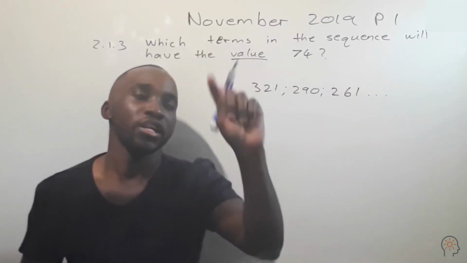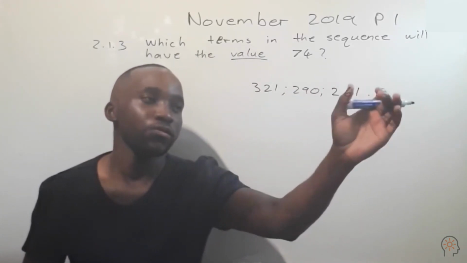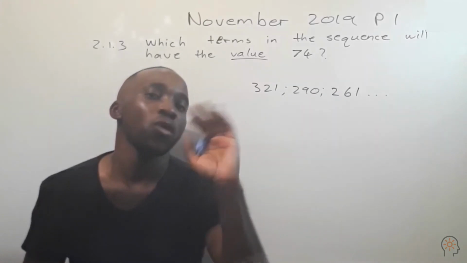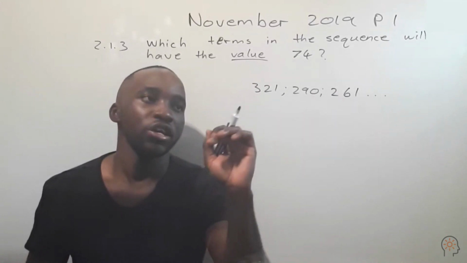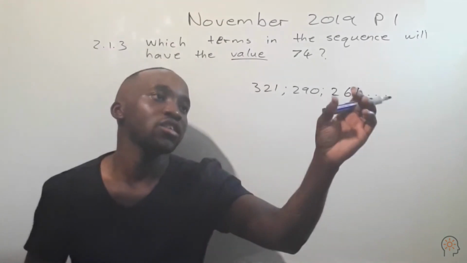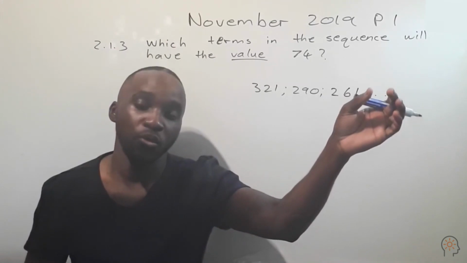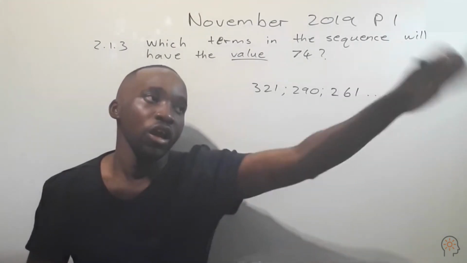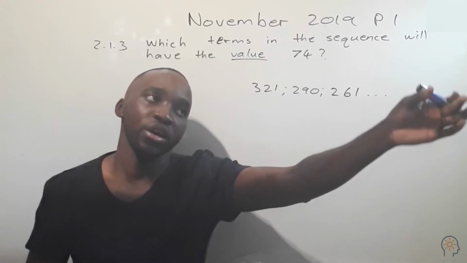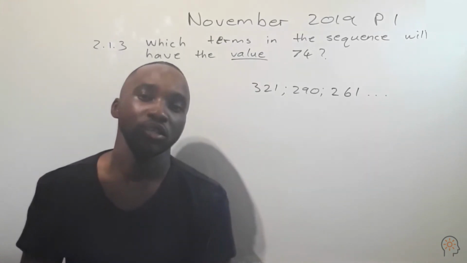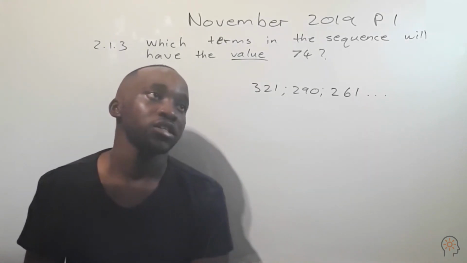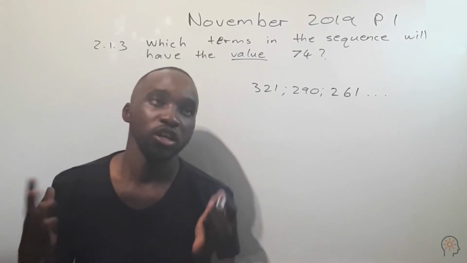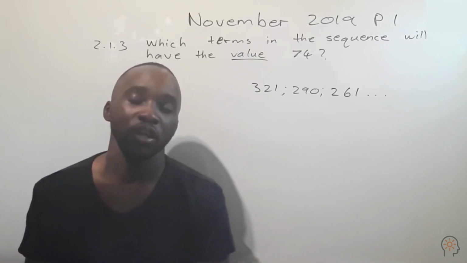This is clearly telling us that in our sequence, 74 is not going to be in one position only, right? It means that somewhere along the lines in our sequence, we have a term that is equal to 74, and then elsewhere within our sequence, we have another term that is equal to 74. This question is asking us for which positions 74 will be in our sequence.